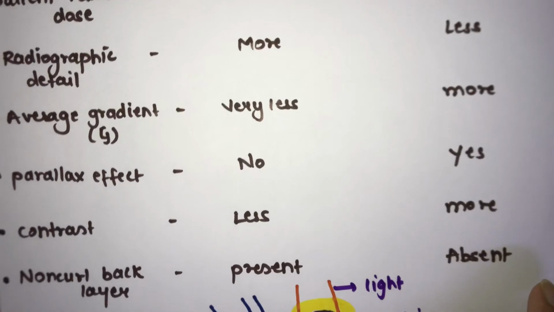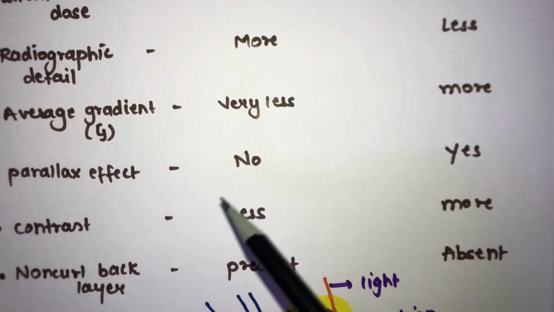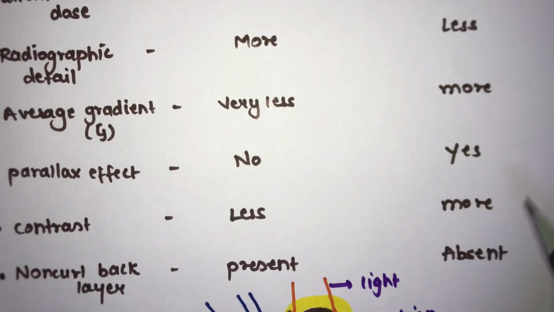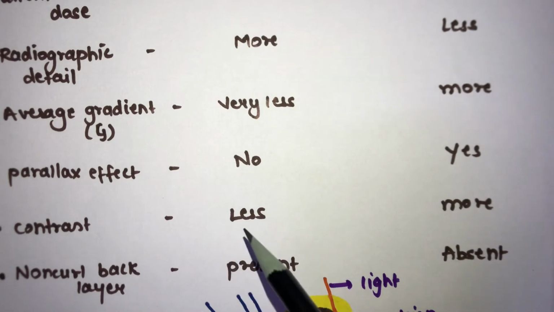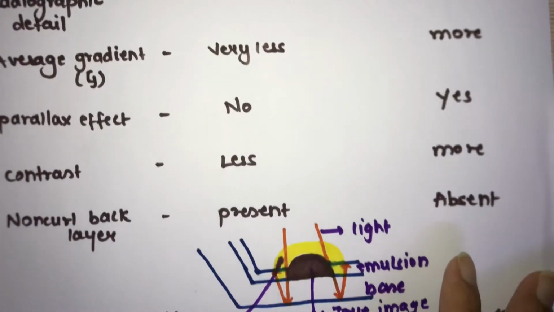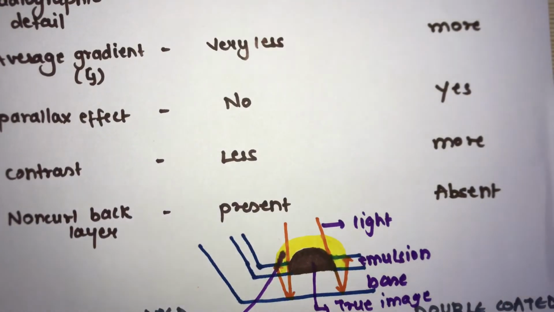Now the next is the contrast. In the single coated one, the contrast is less. In double coated, the contrast is more. Contrast is nothing but the lightness or the darkness of your film. So it is less in your single coated and more in the double coated. And the last and most important point is the non-curl back layer, which is present in the single coated and not present in the double coated.